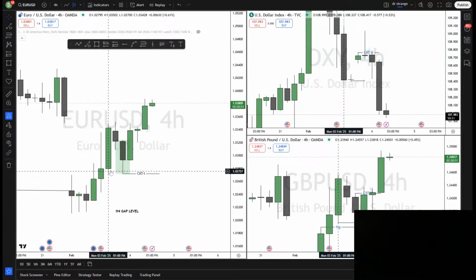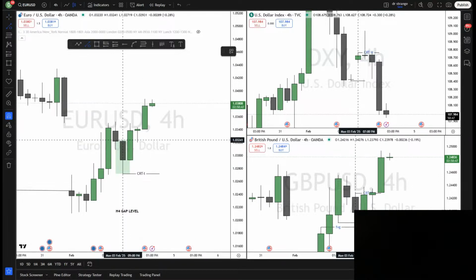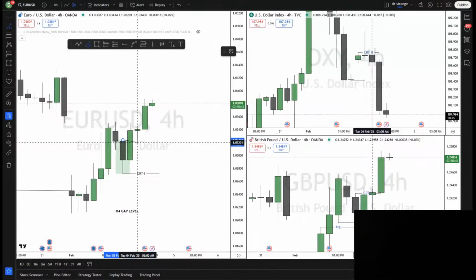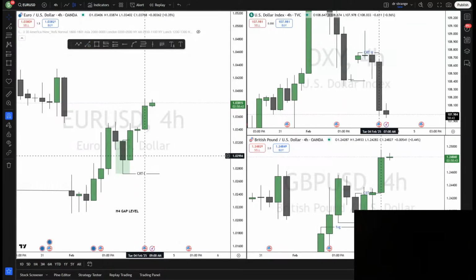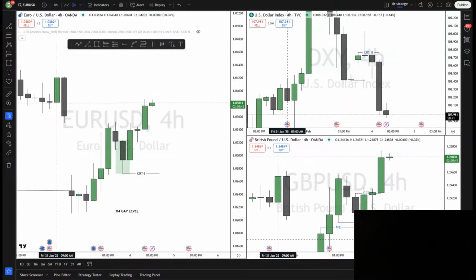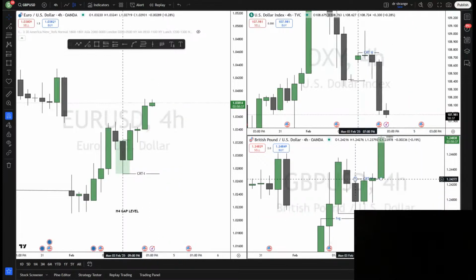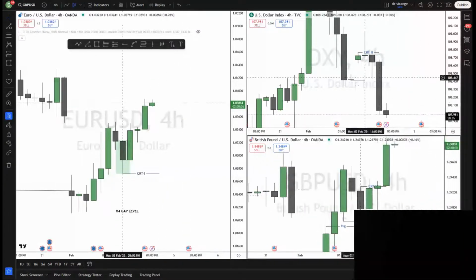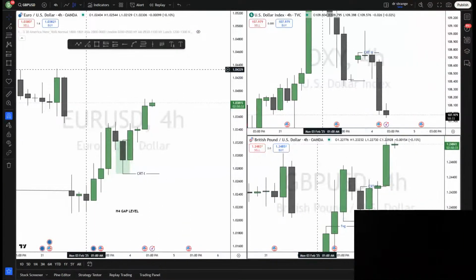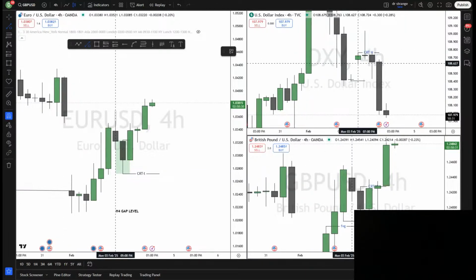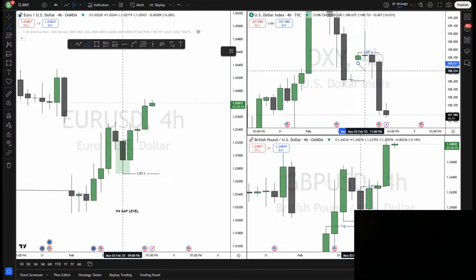So what happens is that this is our 9 p.m. candle. You mark the high and the low. This is when we're going to trade. We mark our 9 p.m. candle high and low. And then when it comes to GBP USD, you do the same thing, 9 p.m. candle high and low. And you do the same thing for DXY, the same candle. You mark the high and the low.